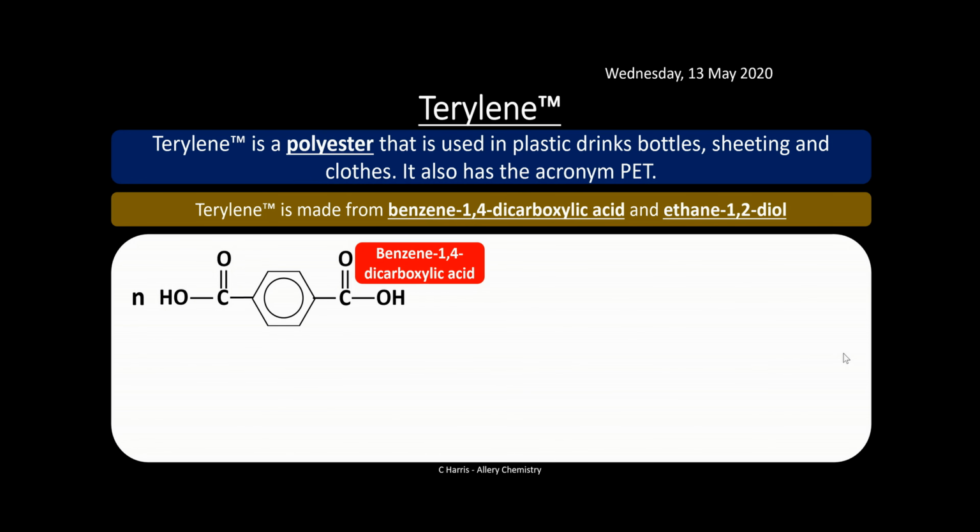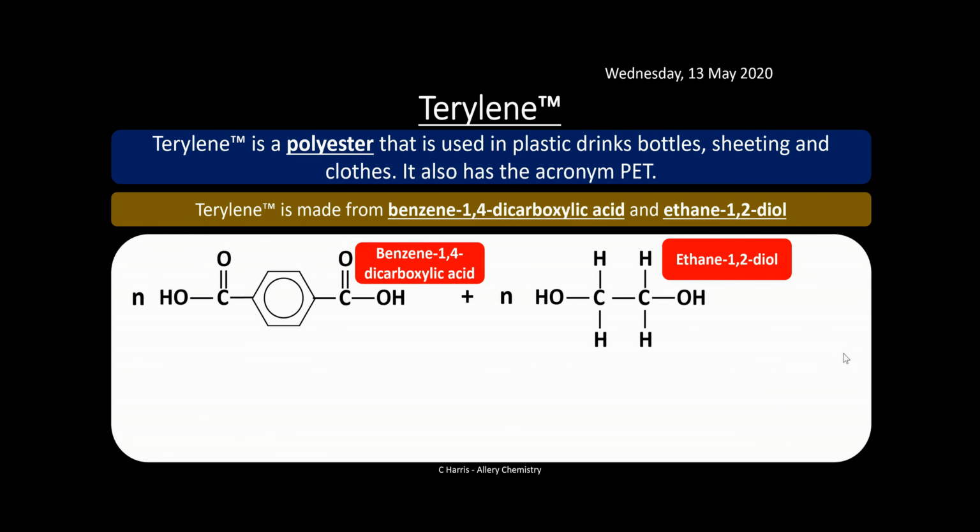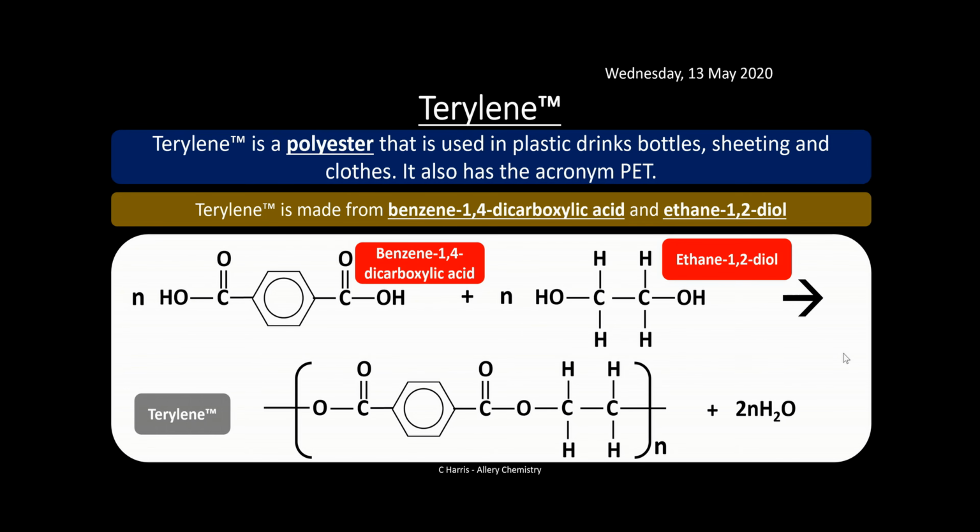So benzene-1,4-dicarboxylic acid looks like that. So again, you've got your benzene ring there, and you've got your two carboxyl groups either side. And your ethane-1,2-diol, it's ethane, so it's two carbons with two alcohol groups either side. And then we form our terylene, and you can see a terylene molecule is quite a big molecule, a bit bigger than the other one that we'd just seen before. And we have an n here. The n tells us that we have a number of these repeating over time. And we also obviously form two lots of H2O because it's a condensation reaction.